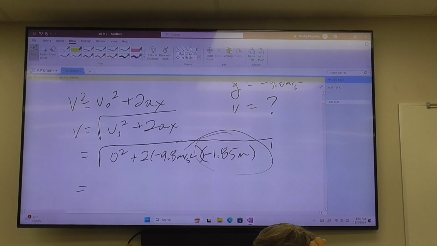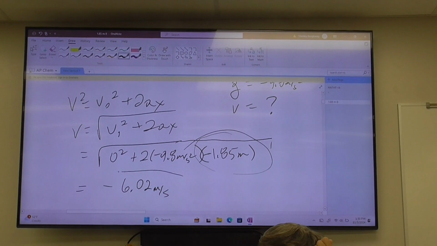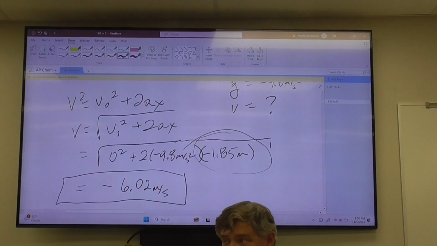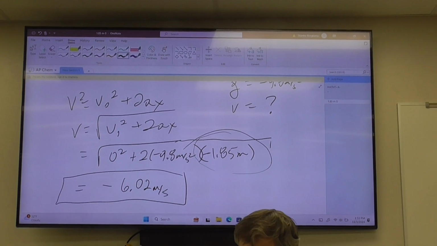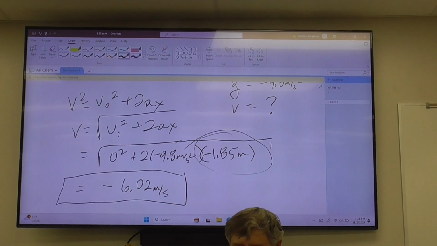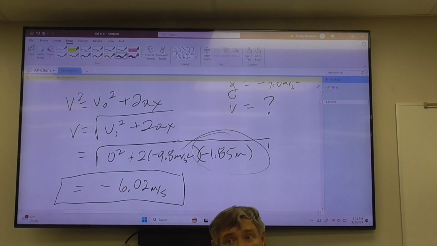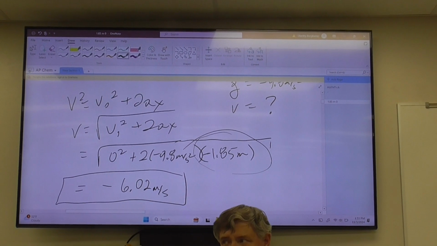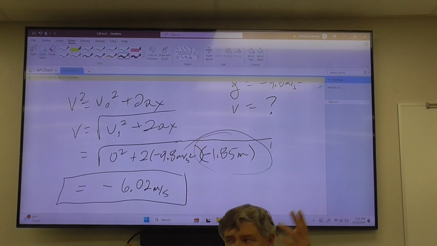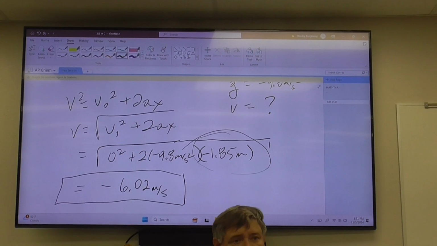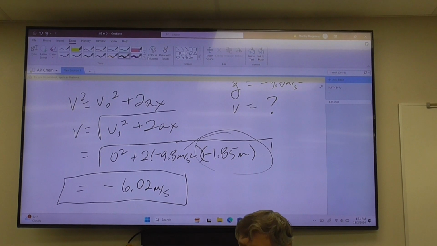Negative 6.02. Now, your calculator will lie to you when you do this. Because when you do this, your calculator is just going to give you 6.02. Okay? That's what your calculator is going to tell you. But, Chloe, what's the square root of 4? 2. Or? Negative 2. So what do you have to do because you're taking the square root of it? You just have to choose the negative root. Okay? So you got to go, oh, I need to make that negative 6.02.